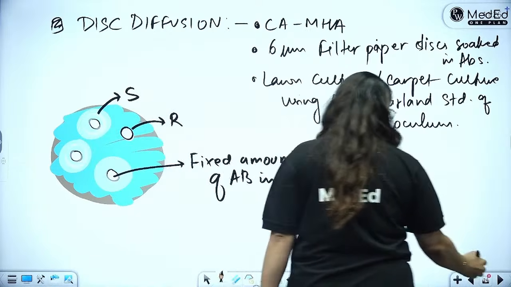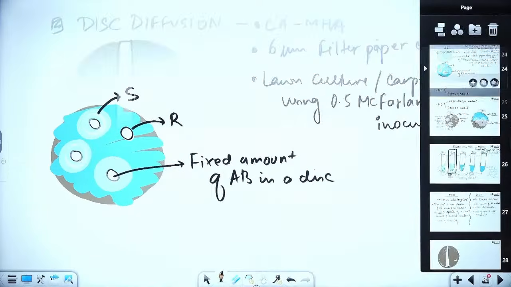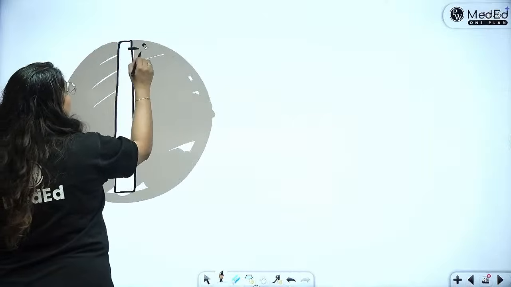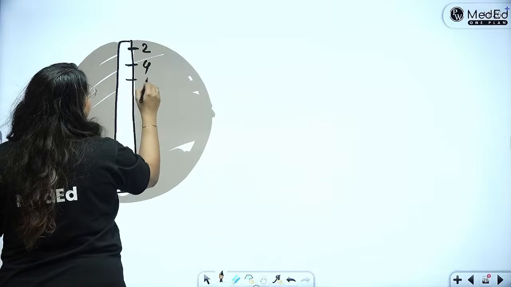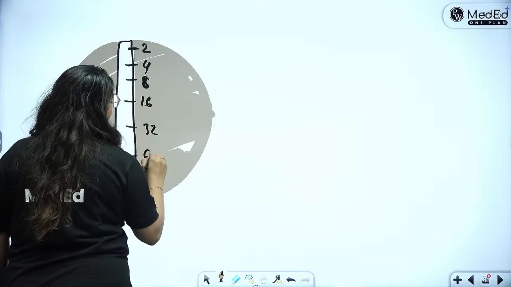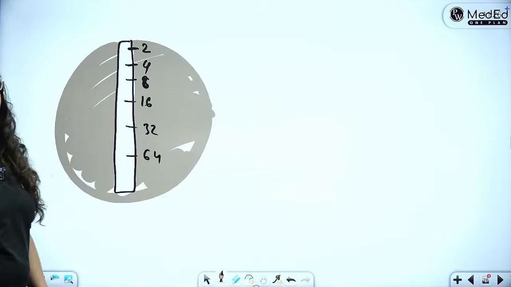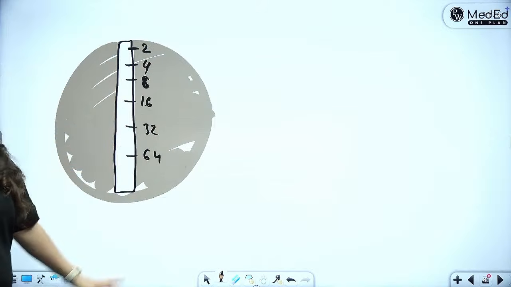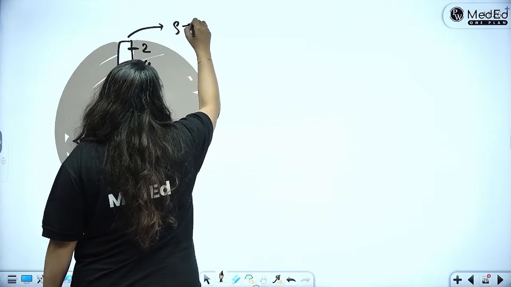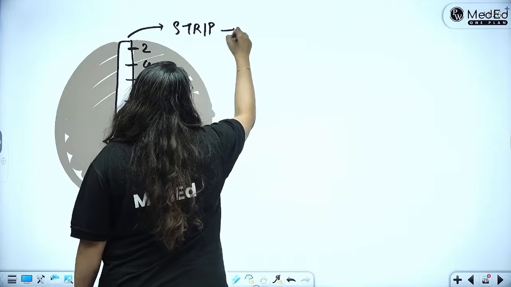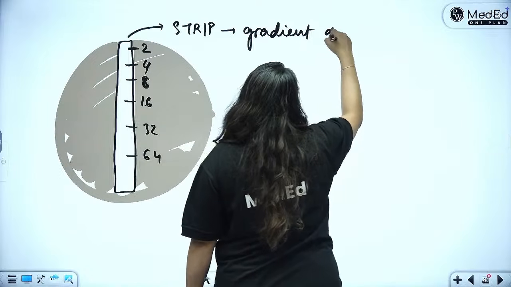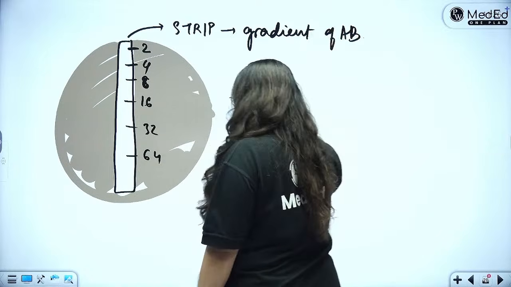But what happens in this strip? In this strip, you can put gradients. So up till here, I can soak 2 micrograms, up till here 4, then 8, 16, 32, 64. So I can keep on increasing or decreasing the concentration of antibiotic on this filter paper strip. So this is a strip soaked in gradient. So it has a gradient of antibiotics. Now the zone of inhibition.